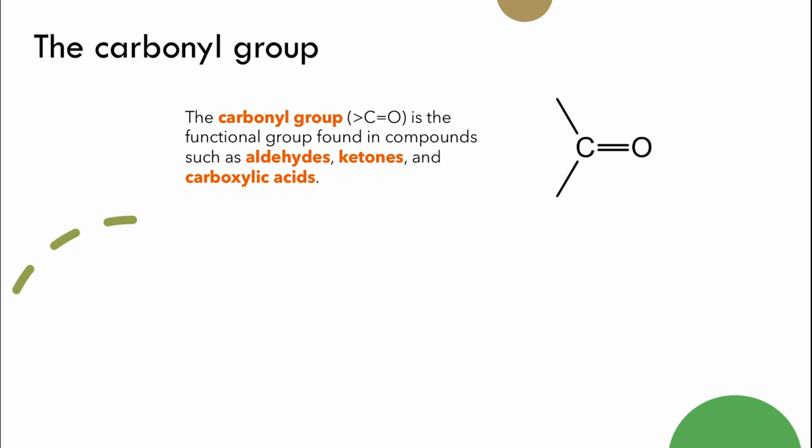So the carbonyl group is the group that is formed of a carbon atom that has a double bond with an oxygen. You can find the carbonyl group in aldehydes, ketones, and carboxylic acids. The name carbonyl compounds refers only to aldehydes and ketones.